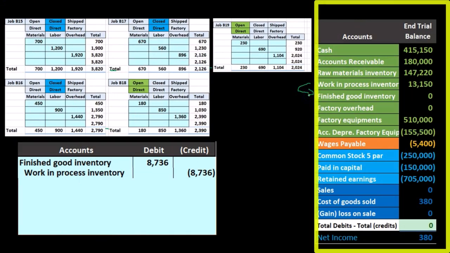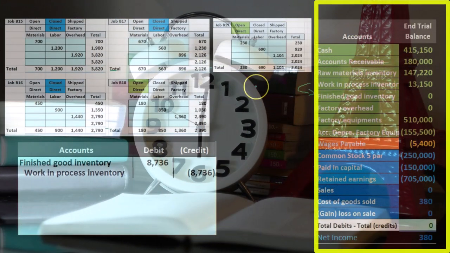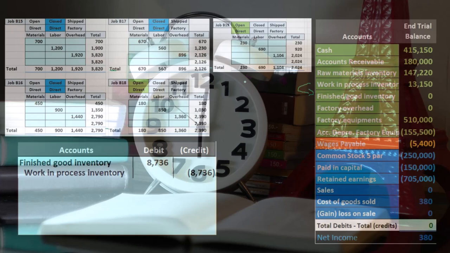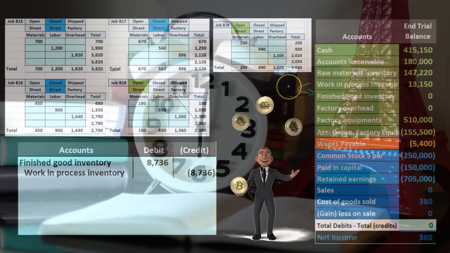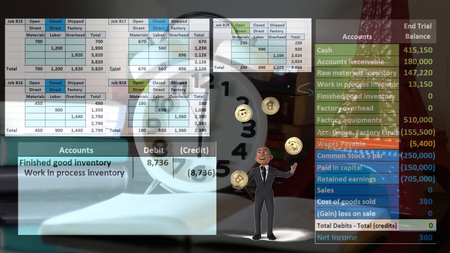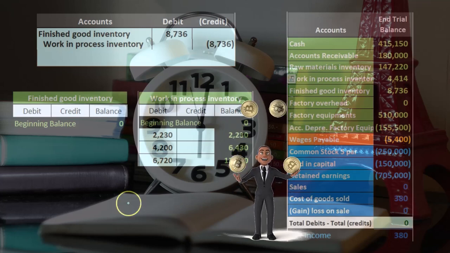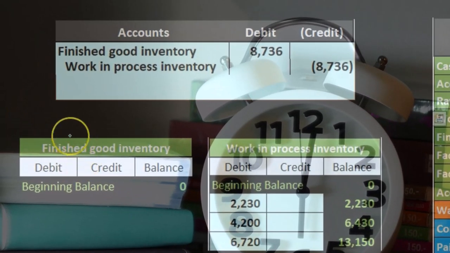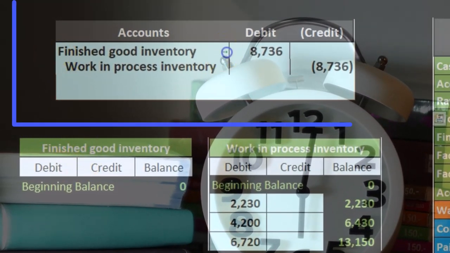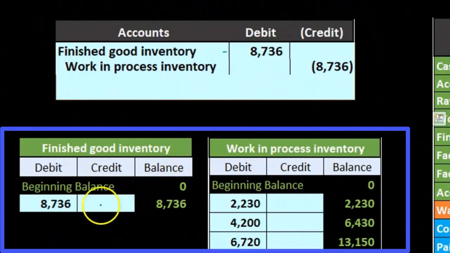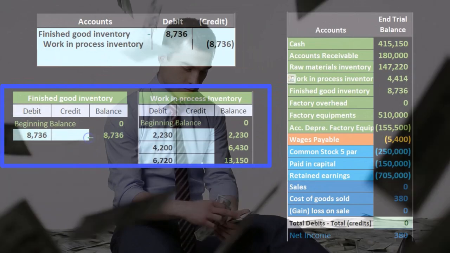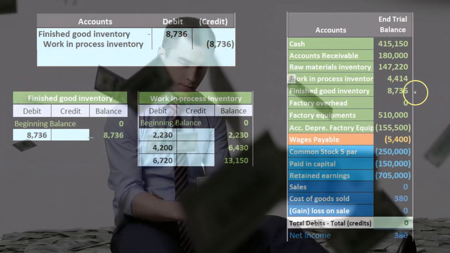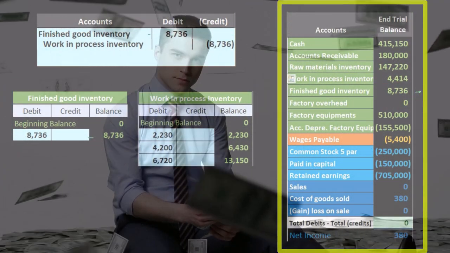Again, the difficult part is making sure that we have the correct supporting documentation with the jobs to support both the work in process and the finished goods accounts. So we're going to post this now to the general ledger. So here's our finished goods. We're going to post this out. It's going to go from zero up by 8,736 to 8,736. That then is found here in our trial balance. So here's our ending trial balance so far.